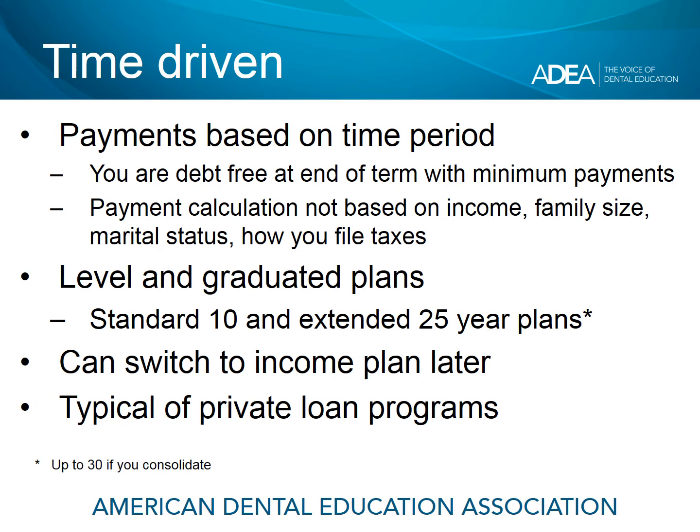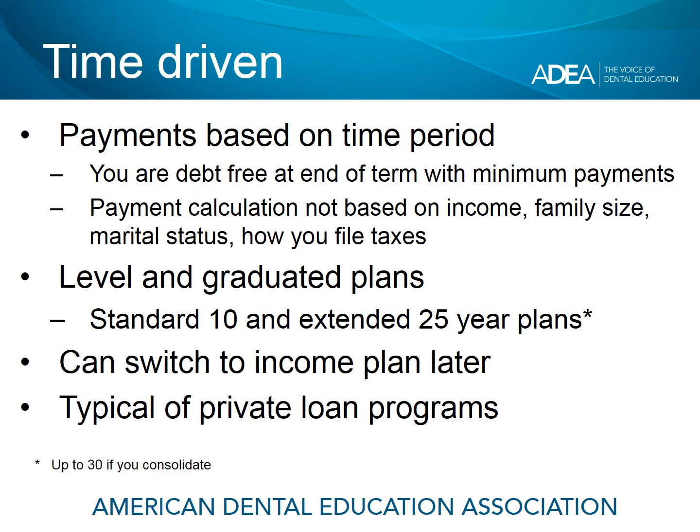The monthly payment calculation has absolutely nothing to do with income, family size, marital status, and how you file your taxes. One of the reasons that borrowers who can afford these plans like them is that they don't have to worry about the monthly payment changing. Now, there are graduated versions of these plans where the payments start lower and increase every 2 years. You can talk with your loan servicer about these if you think you need a graduated version of a time-driven plan. By the way, you can start in a time-driven plan and move to an income plan later.